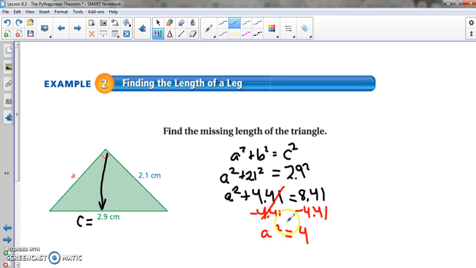I'm not done yet. I have to square root it, right? I know my answer doesn't make sense because if I'm solving for a leg, which is the shorter side, my answer has to be smaller than 2.9, and right now it's not. So I'm going to square root both sides, and let's see, what number times what number gives me 4, and the correct answer would be 2. Again, you can plug that into your calculator, but my final answer would be 2 centimeters.